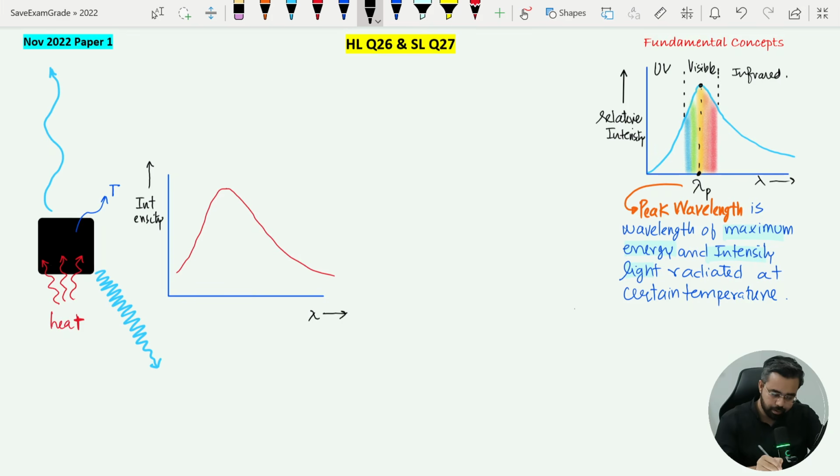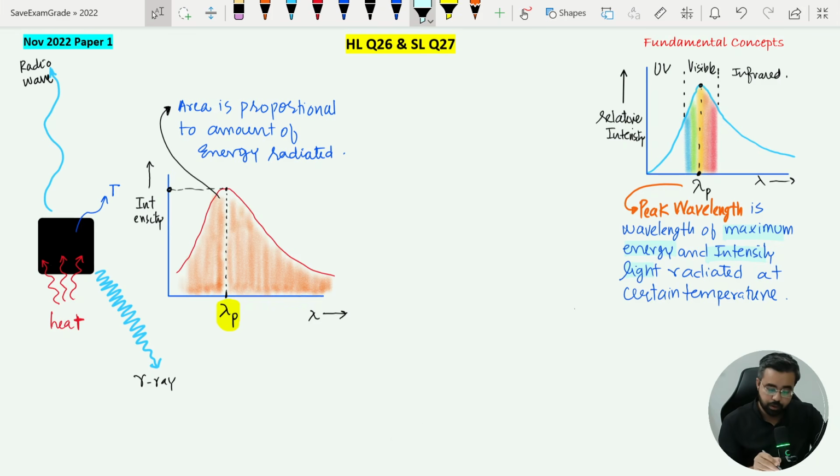All lights are radiated but with different intensity, and specifically this wavelength of the radiated light has a maximum intensity, meaning maximum energy radiated per second per unit area. So in this question we will see how this peak wavelength varies if the temperature is increased or variable.